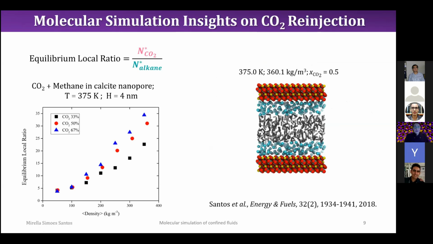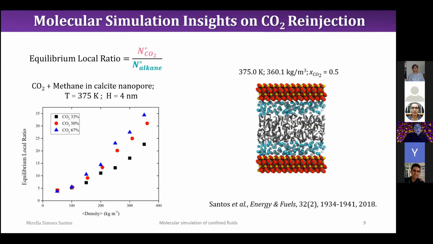So going back. Here we have one example where we have some simulation results for a mixture of CO2 and methane, again in the calcite nanopore. This time the height of the pore is 4 nanometers and the temperature 375 Kelvin. And we have this equilibrium local ratio for different densities, and also for different compositions of the mixture. So 33% of CO2 and methane and so on.